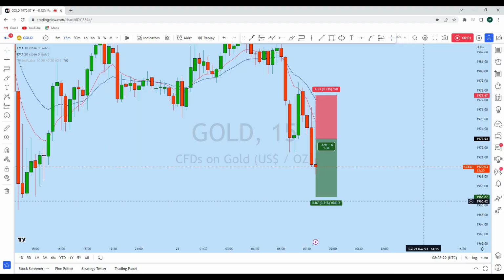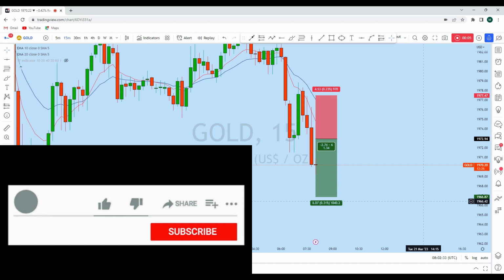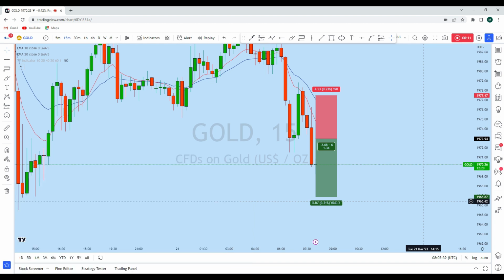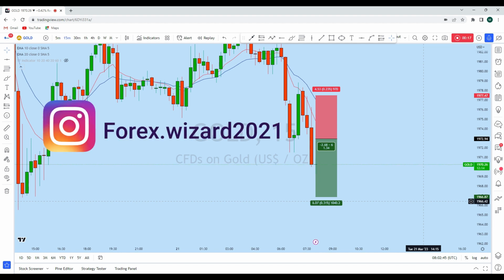Hello trader, I'm going to do a complete updated multi-time frame analysis on gold. Let's see what kind of trading opportunity we currently have in this instrument. As you can see from the lower time frame perspective, gold is having some short-term breakdown. Let's see how we can trade.